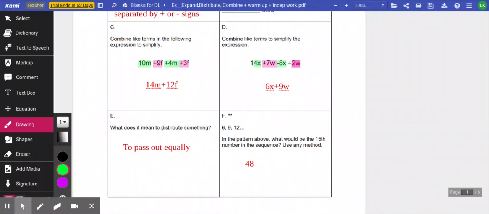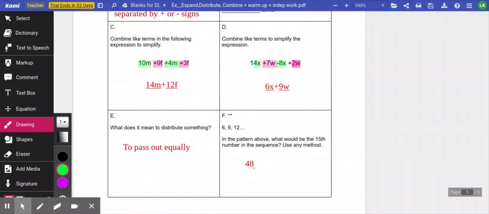E, what does it mean to distribute something? Think about if a teacher asked you to distribute the papers to your classmates. You are passing those papers out to them, giving every student one. So to distribute means to pass out something equally. Just like if you were handing out candy, hopefully you would give everybody the same amount. 1 to each person, or maybe 2 to each person, or 5 to each person.